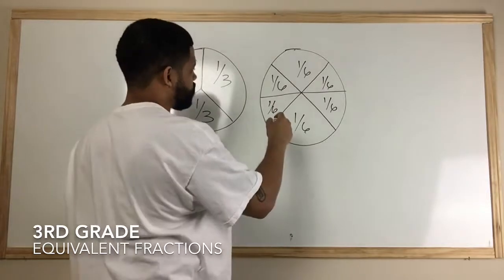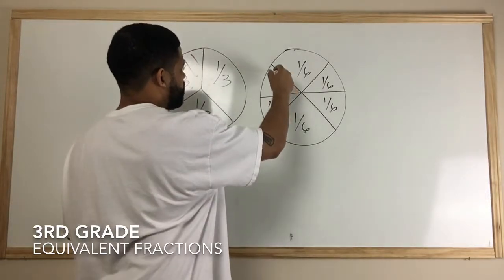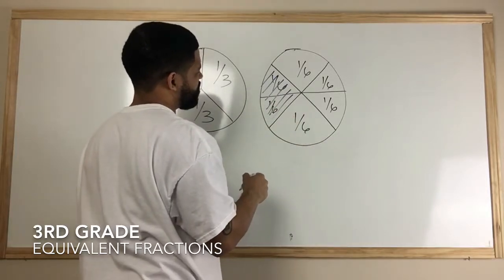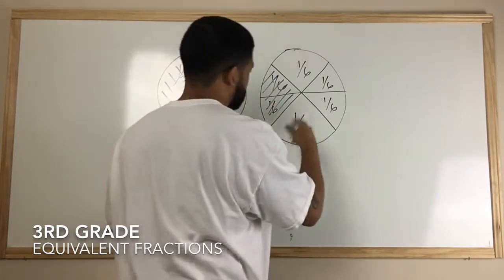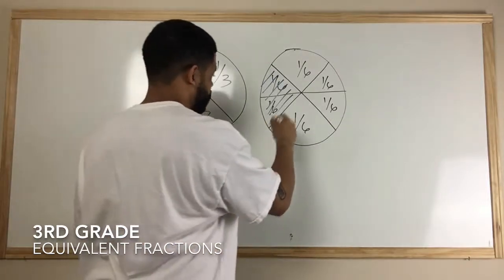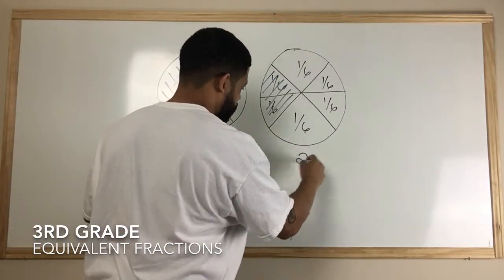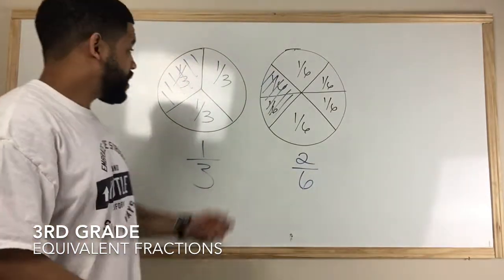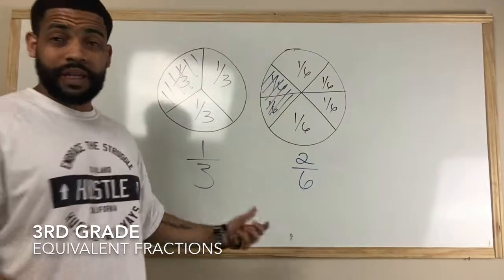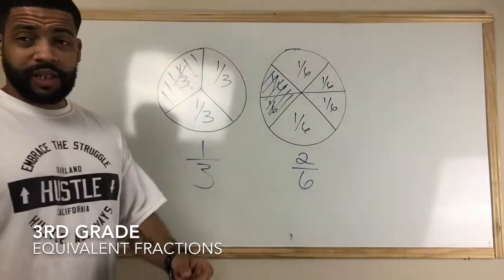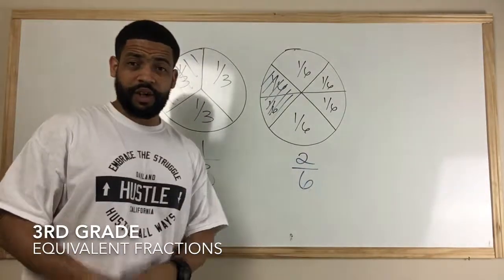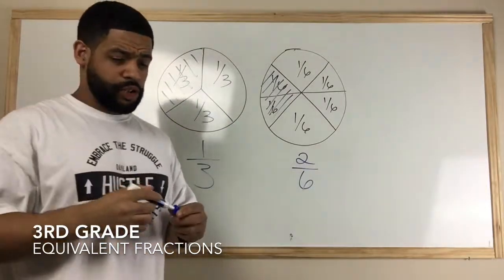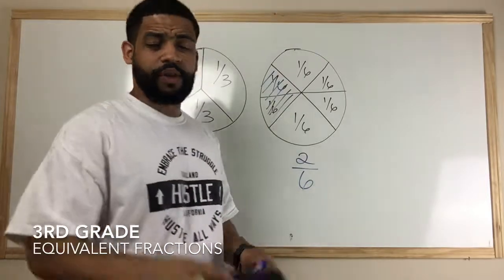And because they're not drawn perfectly, it looks a little different. But if I have 2 out of 6 pieces shaded in, it gives me the same value as 1 out of 3 pieces. So that tells me that the fractions 1/3 and 2/6 are equivalent, okay? They take up the same amount of space. So that's another example of equivalent fractions.